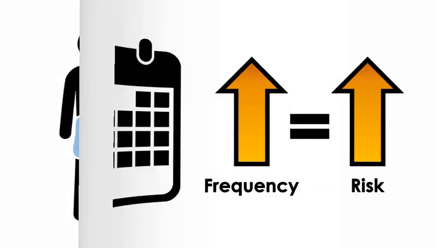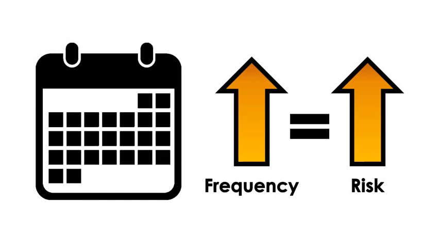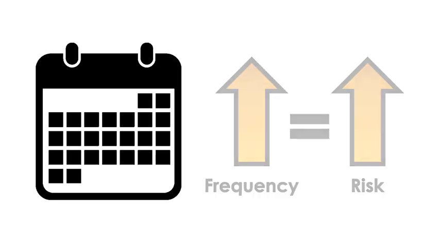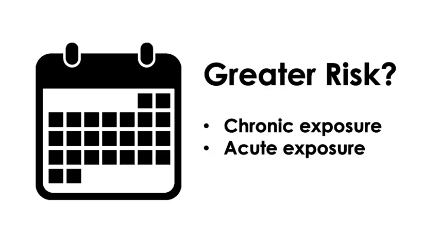The last variable that influences the risk of radiation exposure is the exposure frequency. It's a simple relationship. More frequent exposures are more harmful and the risk increases. Here's an example. Which person is at greater risk of acquiring a radiation-induced cancer? A worker that acquires a radiation dose over several months, called a chronic exposure, or a worker that acquires the same dose during one procedure. That would be called an acute exposure.